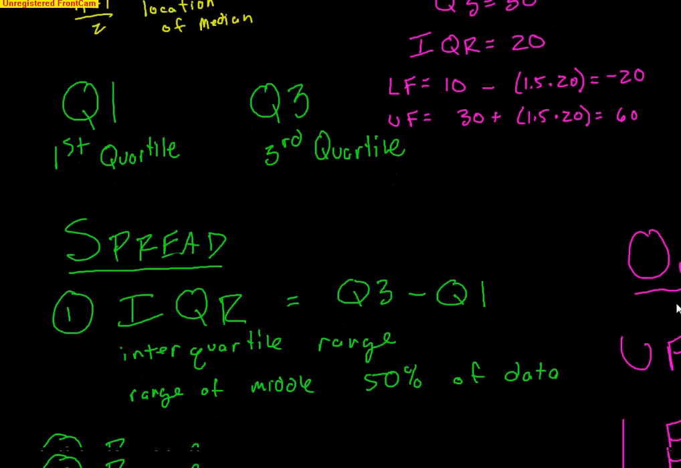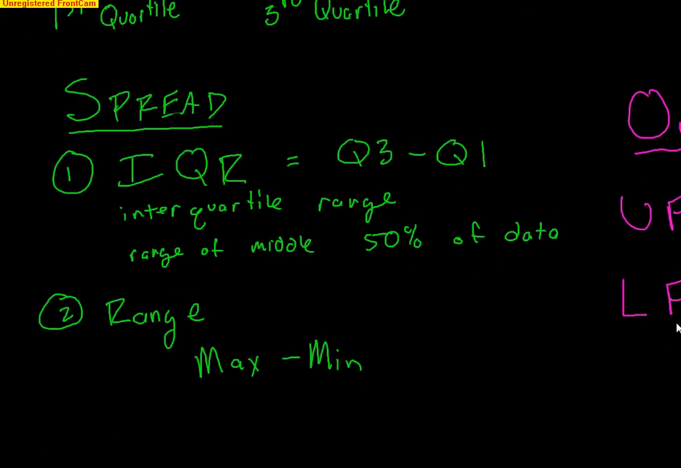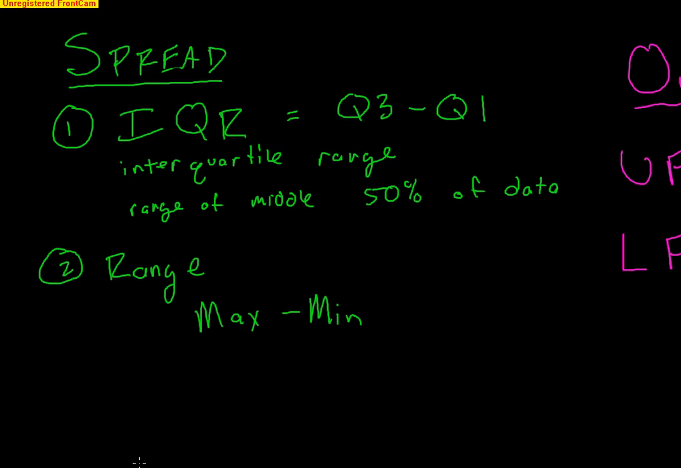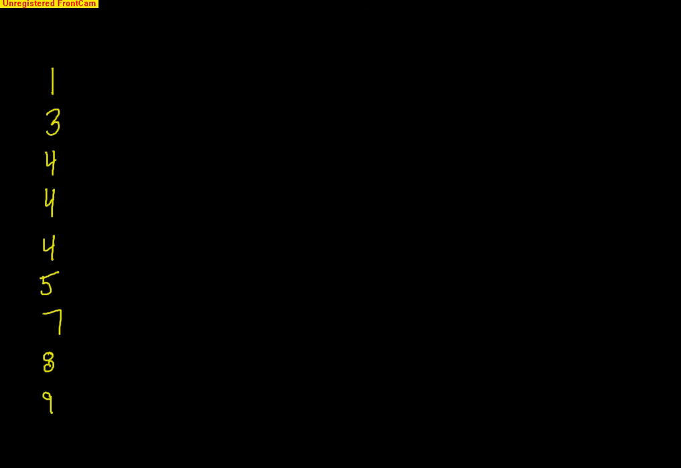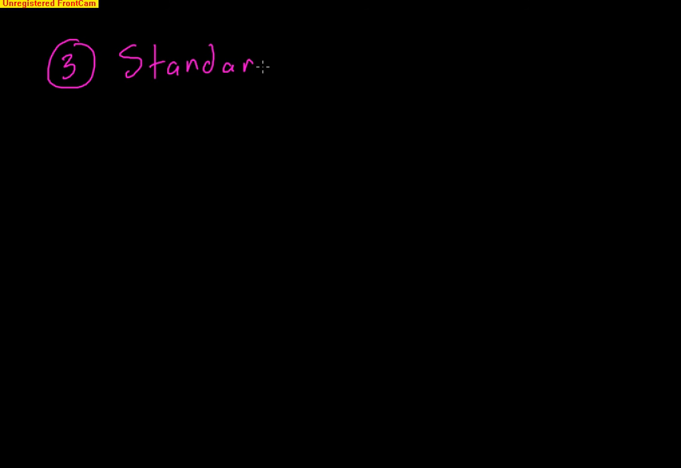Okay, so we talked about center, we talked about outliers, we talked a little bit about spread, but I want to talk about one more aspect of spread, and that is what we call standard deviation. Before we look at those numbers, I'm going to write this down. This is the third option for spread, standard deviation. All right, now what is the standard deviation?